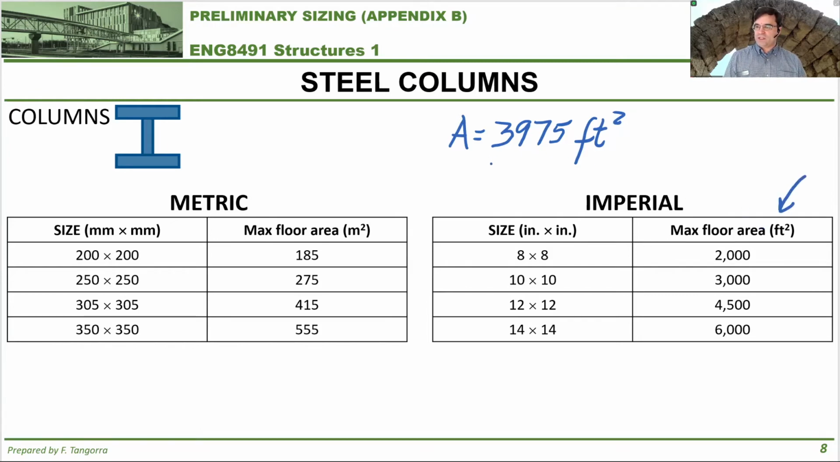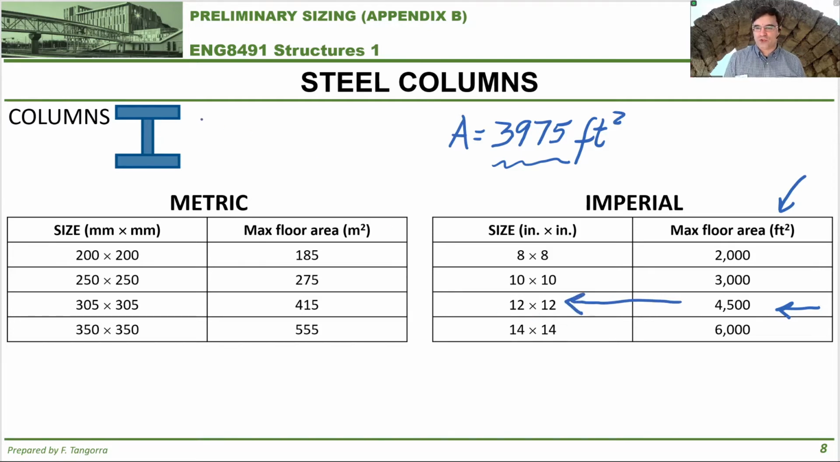So at 3,975, we have to go here, right? That's the largest area that is just above what we're looking at. And if we have this then, right here, that means this is the dimension that we have to go for. So this is 12 by 12.